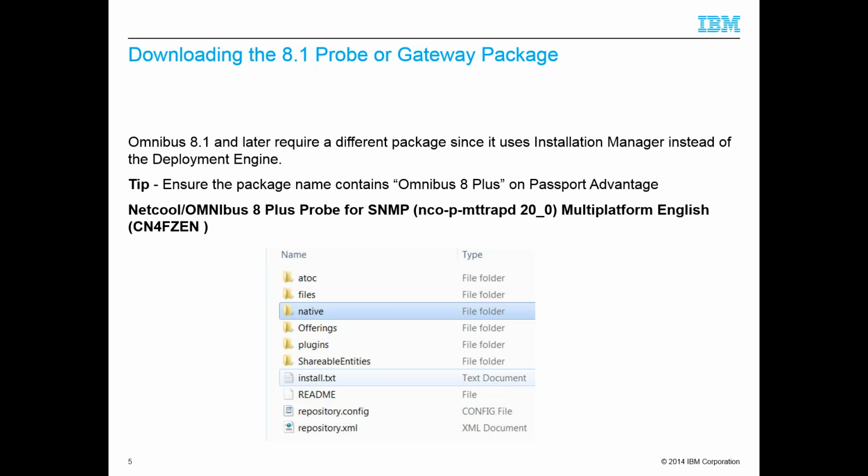Here's an example for the current MT-Trap-D version of the files that you would see within an Omnibus 8+ probe package or a gateway package. You'll see these different directories: ATOC, files, native offerings, plugins, shareable entities, and especially you always see a repository.config and a repository.xml. You can also see within here is a README file, and that README file would have the fix pack level that is required for that particular probe or gateway installation.